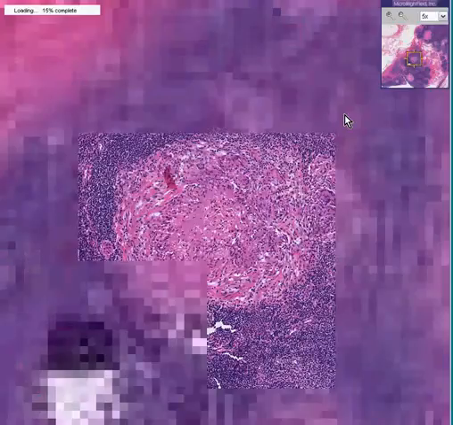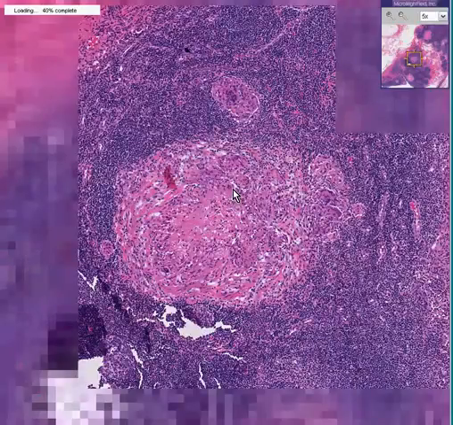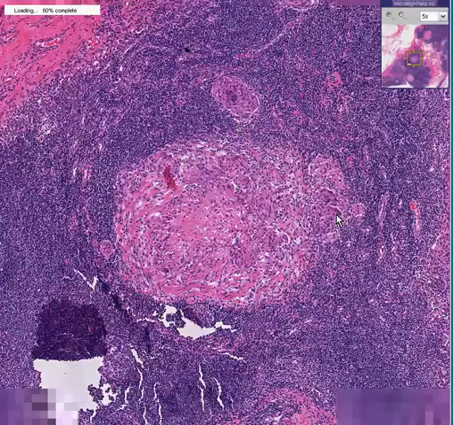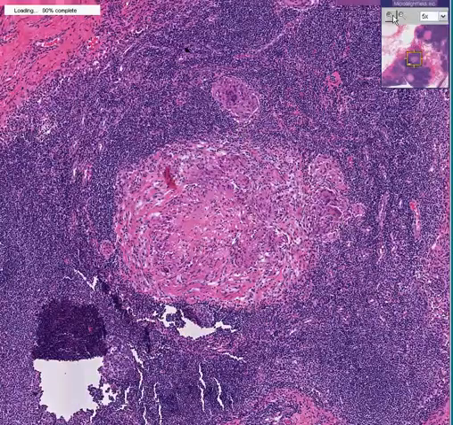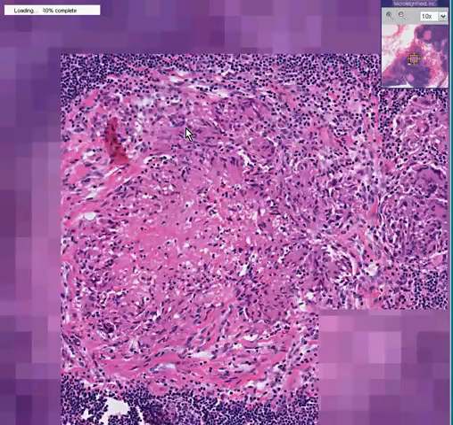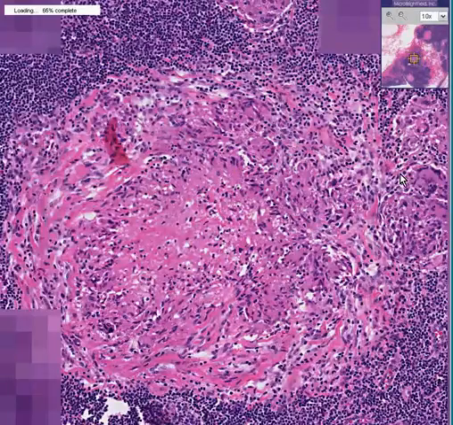And you could see giant cells, can't you? Even at this stage, you could see them here. You could see them here. Let's go another click or two. Here's a giant cell. Here's a giant cell. Here's a multinucleated giant cell.